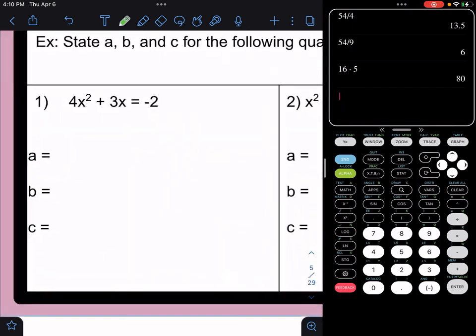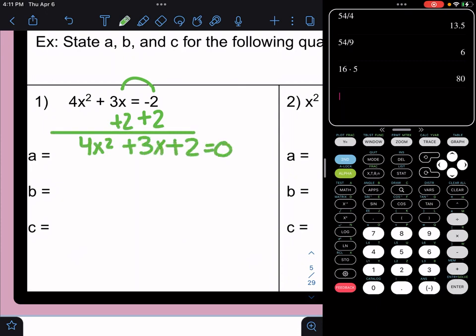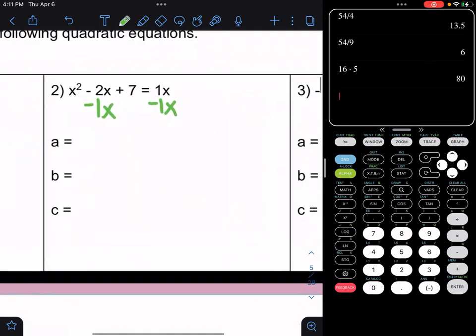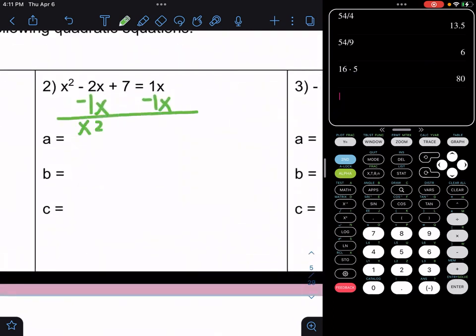So let's look at the first one. In order for me to say what my a, b, and c is, I need to get this equation equal to 0. So I'm going to add 2 to both sides, and that will leave me with 4x squared plus 3x plus 2 equals 0. And now let's see, the number in front of x squared is 4, in front of x is 3, and our constant is 2. In this next one, I want to get rid of this 1x. By subtracting it, I'm going to put it with the other x. So that would give me x squared minus 3x plus 7 equals 0. So then a is 1, b is negative 3, and c is 7.